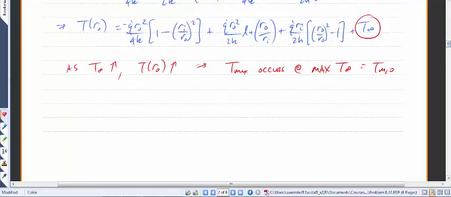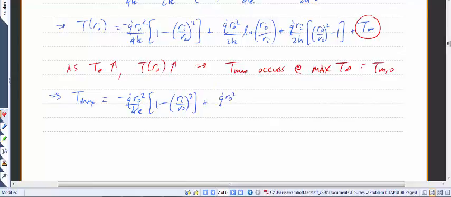So therefore we can write an equation out for the maximum temperature inside the pipe wall: minus q dot times Ro squared over 4k, 1 minus Ri over Ro, quantity squared, plus q dot Ro squared over 2k, natural log of Ro over Ri, plus q dot Ri over 2h, Ro over Ri quantity squared minus 1, plus T_mo. So this is our maximum temperature here.